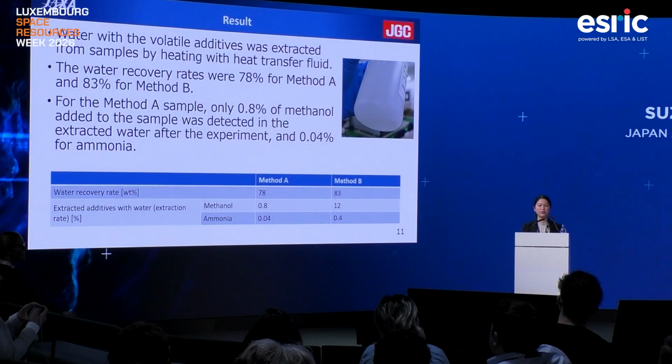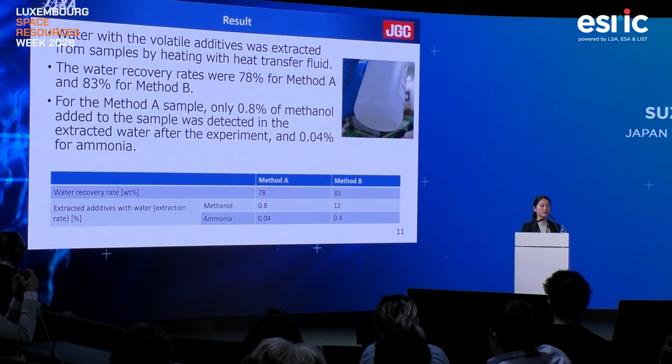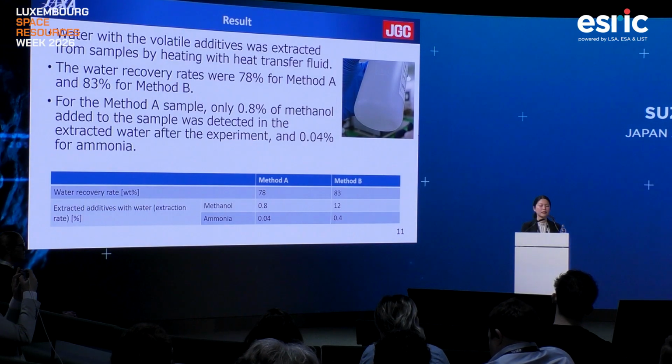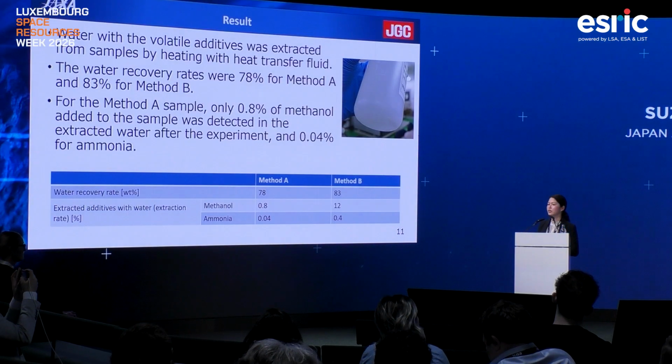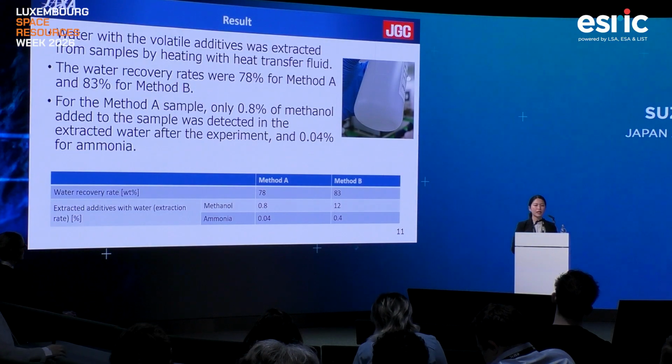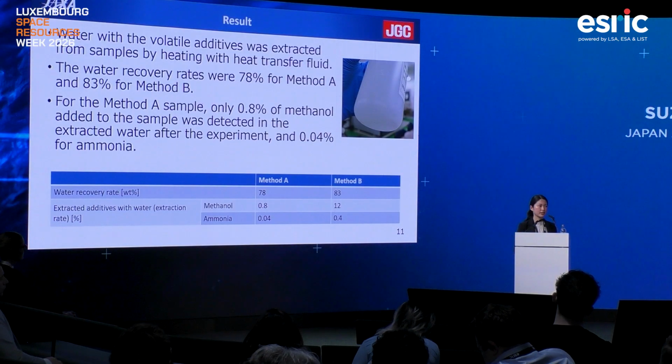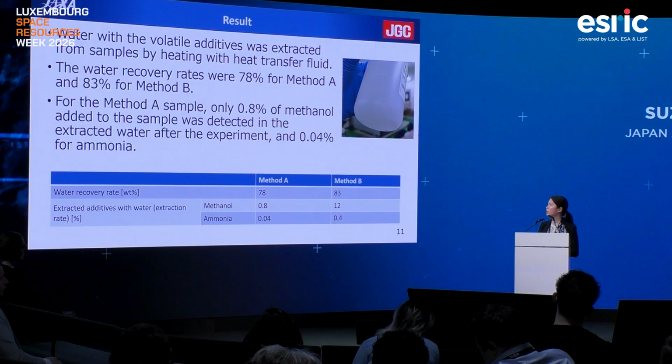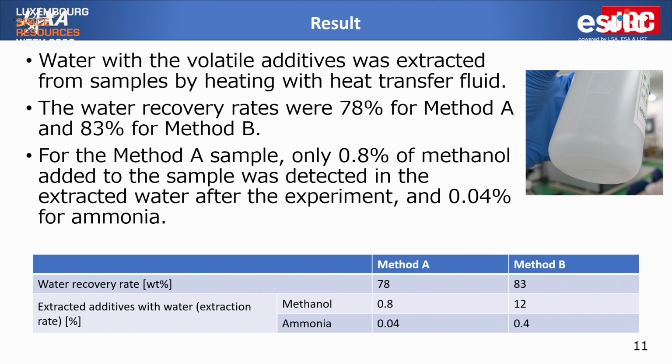So here is the result. Water with the volatile additives was extracted from samples by heating with heat transfer fluid. The extracted water is the right image, and the values are summarized in the table below. The water recovery rates were 78% for method A and 83% for method B.